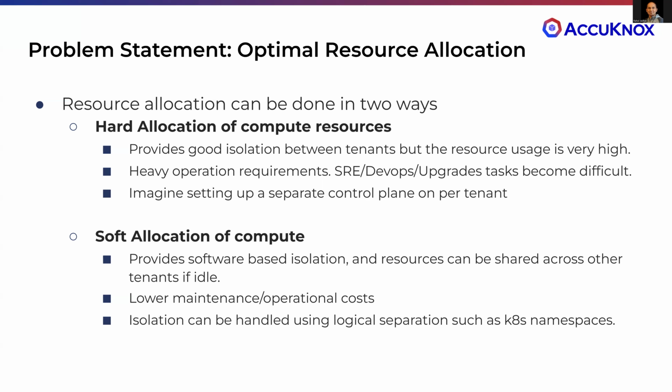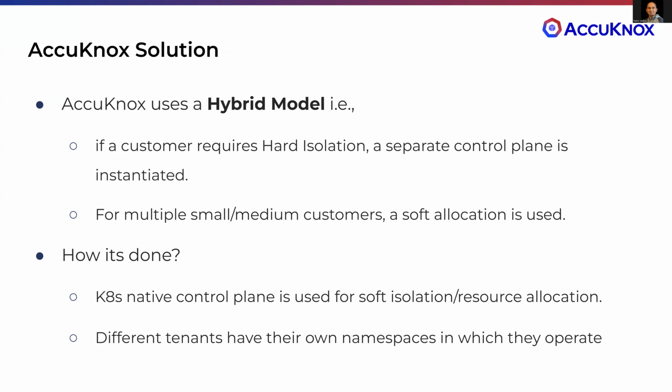Soft allocation provides software-based allocation of compute, and the resources can be shared across other tenants if they are idling. This usually has much better resource utilization, but one has to ensure that the system does the allocation in a fair way. AccuKnox uses a hybrid model. That is, if a customer requires hard isolation, then a separate control plane is instantiated. This is typically used for BFSI domain customers. However, for small and medium-sized customers, a soft allocation is a better strategy. For soft allocation, AccuKnox leverages Kubernetes native features for resource allocation. Each tenant has its own namespace, and certain resources can be shared across namespaces when idling.